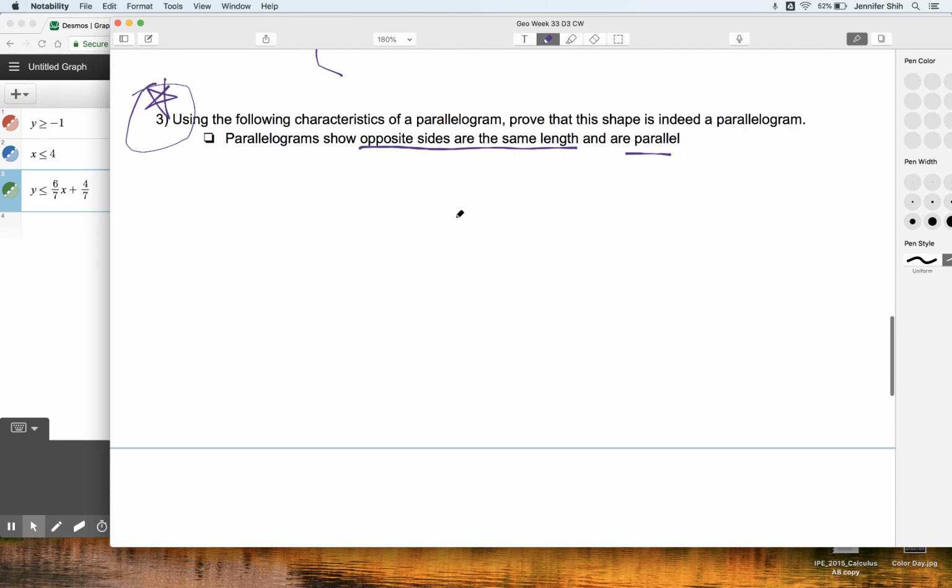So I'm going to post this answer key. If you have questions on this one, go ahead and email me or ask a neighbor to help you out.